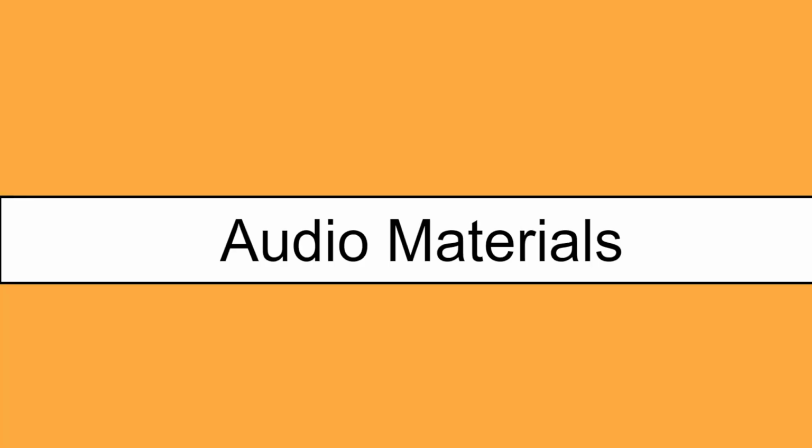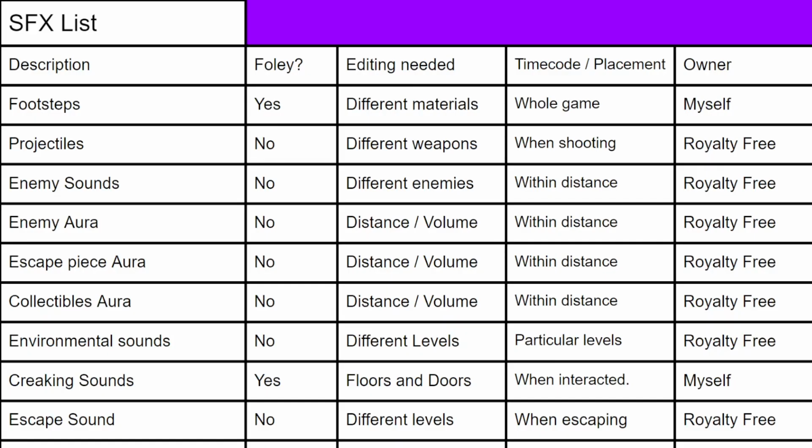For the audio materials, it is pretty much all there. So we have my sound effects list, most of the sound effects I could think of at the time of doing it. With the final game, I can imagine there's going to be more, but we'll see. This was a template given to me by my college lecturers, so don't bully it. It basically asks if it's Foley, the editing needed. So footsteps, the different materials: I'll need to edit the different materials, wood, grass, etc. Time codes and the owner of it. So I'll be conducting the Foley sound effects, for example, and stuff like that.